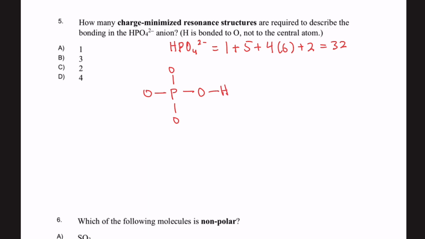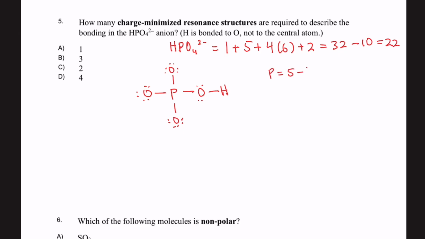So now, how many electrons have we used up? We've used up 10. So we have 22 more left to place. That's 22 that I've just placed. Now we're going to check the formal charges.